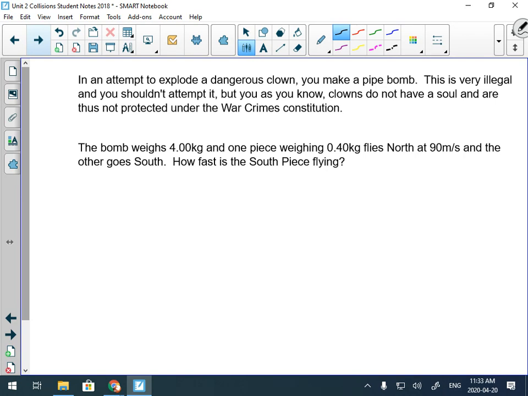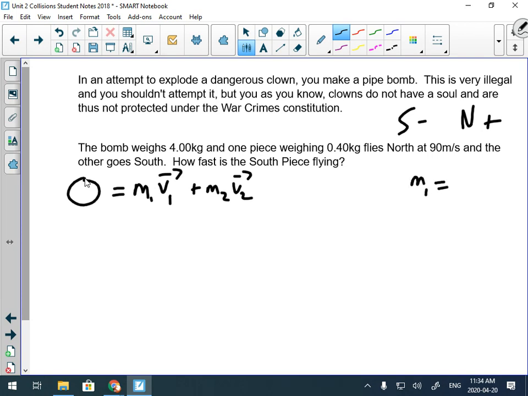Okay. All right, so our formula is, remember, momentum before is 0, m1 v1 plus m2 v2. Okay. All right, so the mass of, let's say, north, what do you think? Should north be positive? Sure. And south is negative. Okay, north is positive. Remember, we have two different directions. Okay. Mass of the north chunk is 0.4 kilograms. And the speed of the north chunk is 90 meters per second.